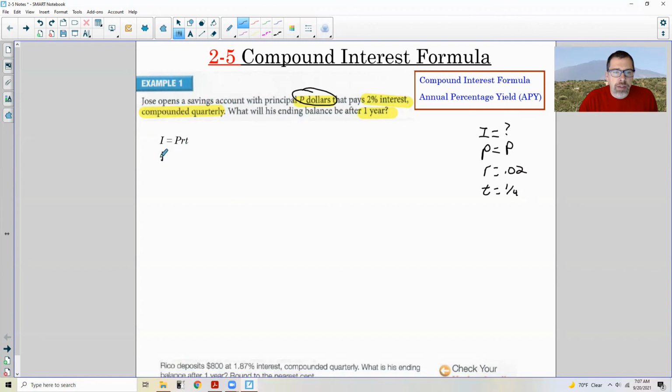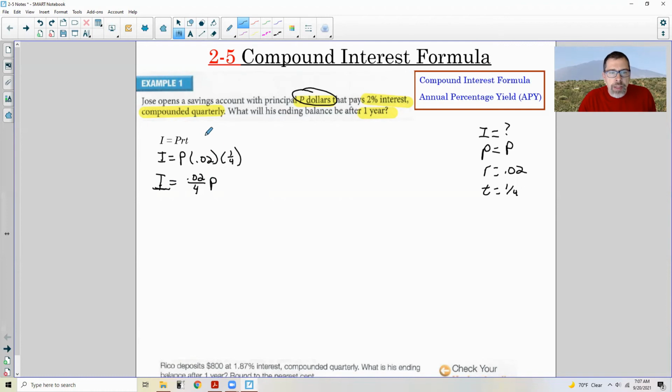I equals PRT. So I is going to equal principal times rate times 1/4. Okay, and then we can clean that up. And when I combine the 0.02 times 1/4, that can equal 0.02 divided by 4. And then we multiply the whole thing by some principal. Okay, so that is I.